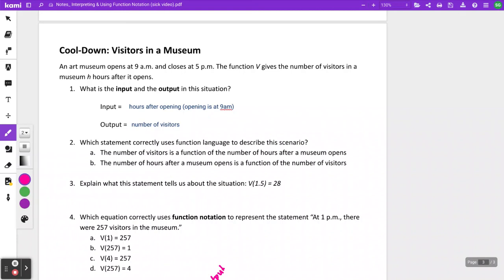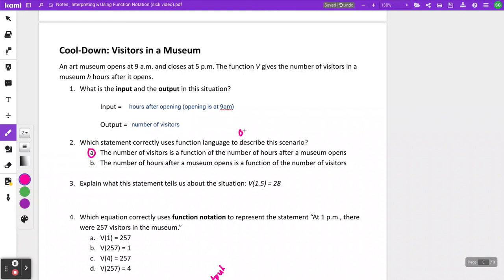Remember, one of the things we've learned in these first 3 lessons is that phrase, what is a function of what? And what we've learned is you can think of "is a function of" as that phrase, "it depends on." And so using that, we could conclude the number of visitors is going to depend on how many hours the museum's been open. So that would be option A.